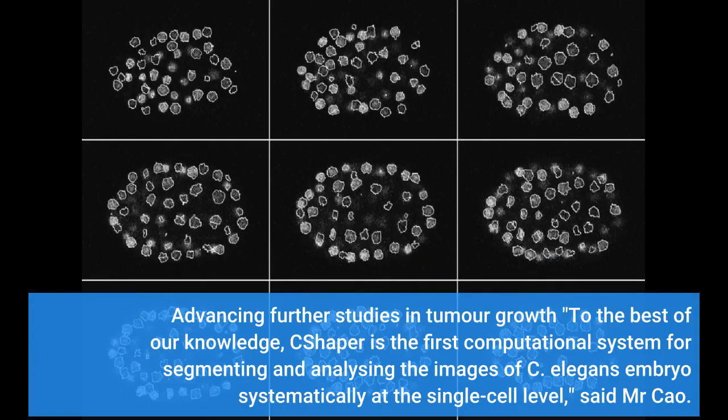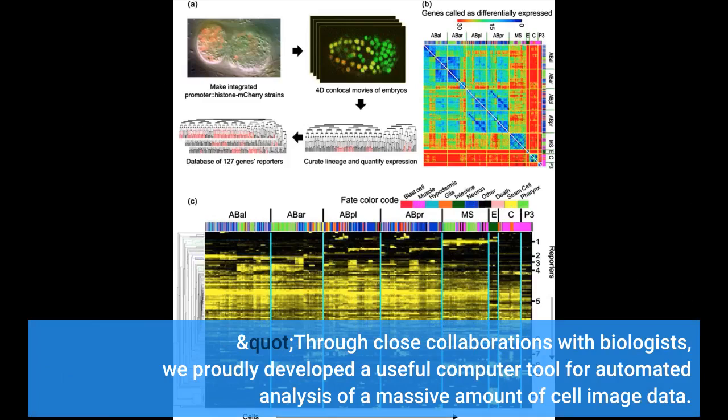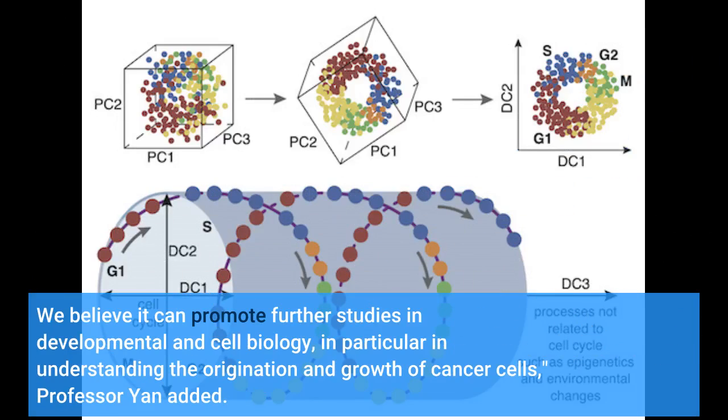Advancing further studies in tumor growth: To the best of our knowledge, C-Shaper is the first computational system for segmenting and analyzing the images of C. elegans embryo systematically at the single-cell level, said Mr. Cao. Through close collaborations with biologists, we proudly developed a useful computer tool for automated analysis of a massive amount of cell image data. We believe it can promote further studies in developmental and cell biology, in particular in understanding the origination and growth of cancer cells, Professor Yan added.